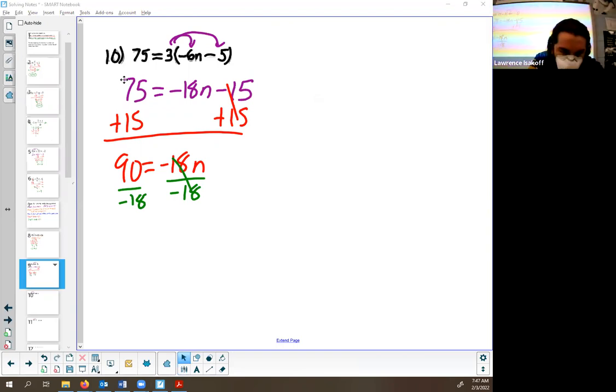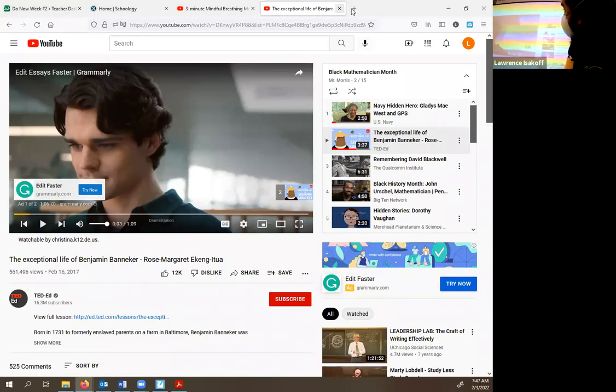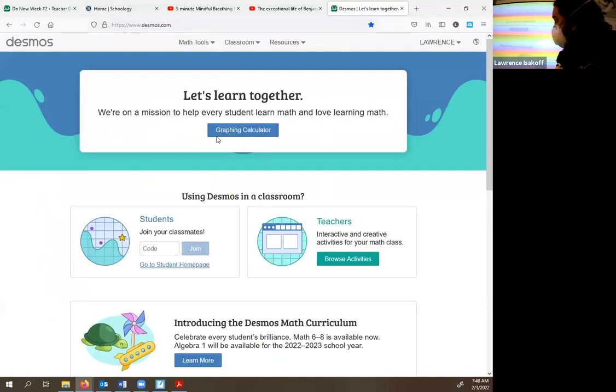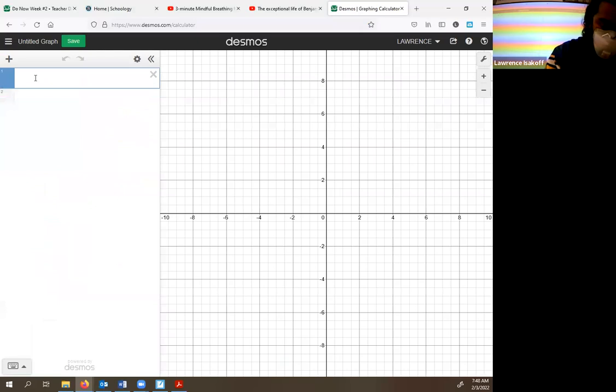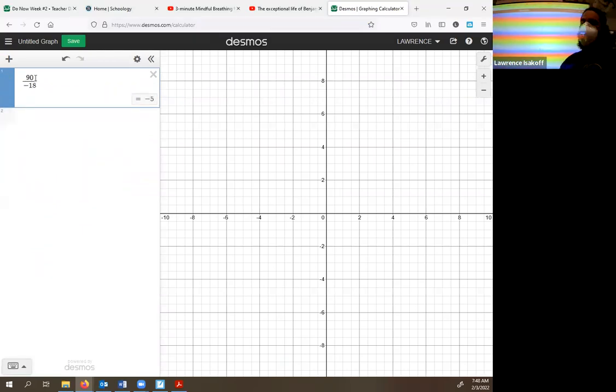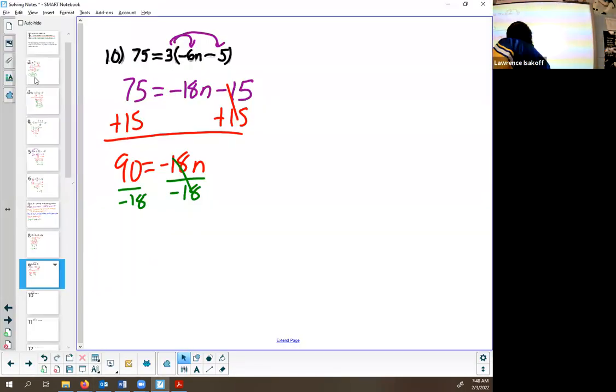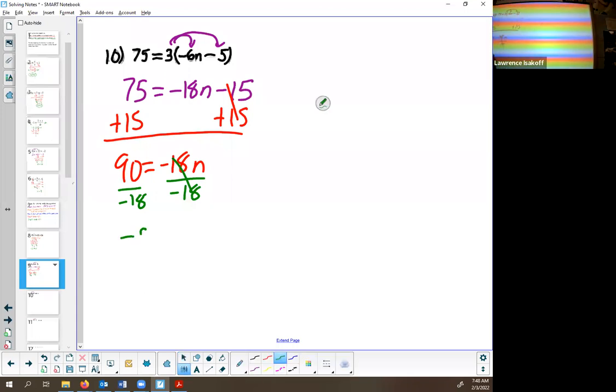For whatever reason, I'm not remembering that division off the top of my head. No worries then. Let's just go to Desmos. So just go to the calculator. 90 divided by negative 18. Oh, that's negative 5. Okay, cool. So negative 5 is equal to n.